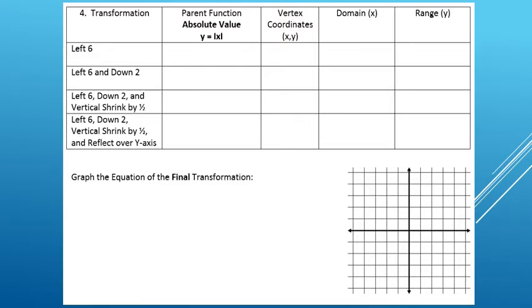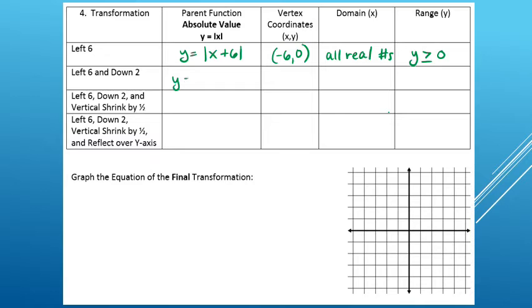Let's go ahead and look at our next transformation with the absolute value function. Again, this is very similar to the one before. We just want you to see how it works with the same transformations, but a different parent function. So to move left 6, we're going to add 6 to x. Our vertex then is going to be 6 left, so we're going to have -6, 0 as the vertex. Domain is all real numbers. And our range is y is greater than or equal to 0, right? Because we can have any possible y values that are larger than 0.